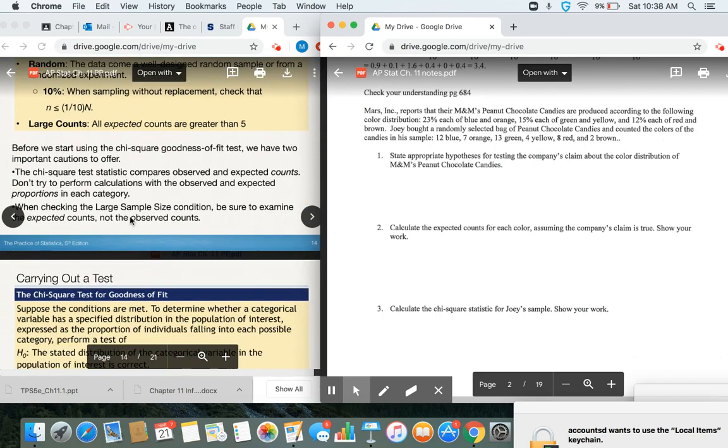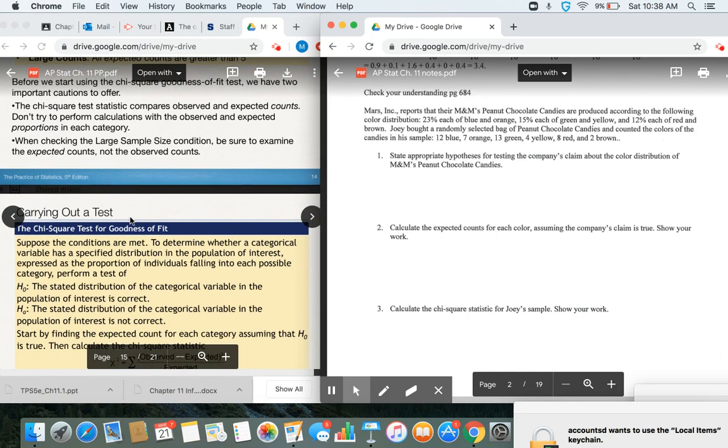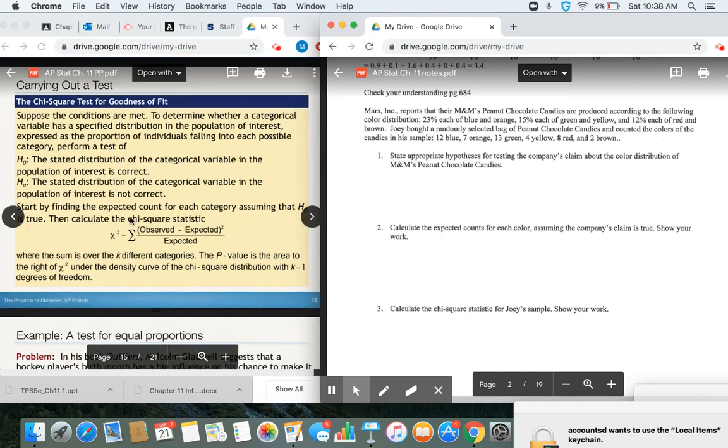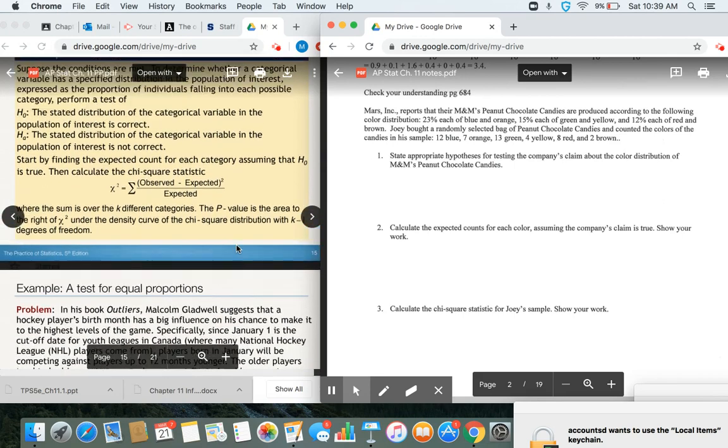All right, here's kind of carrying out the test in its entirety. We're going to hypothesize. We're going to check our conditions. We're going to have to find chi-squared, which again, I'll show you in the calculator, get a p-value, and then the p-value will ultimately lead to our conclusion.